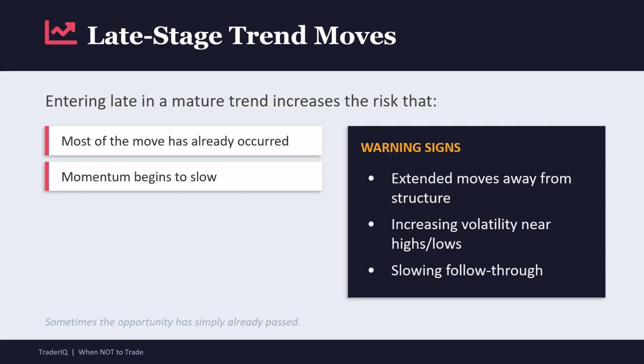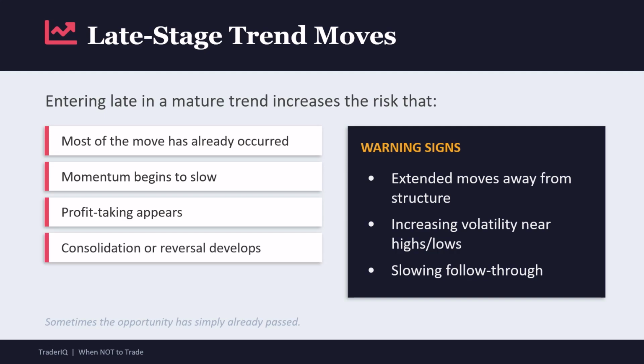Most of the move has already occurred. Momentum begins to slow. We see profit taking, and then a consolidation or reversal develops. So look for extended moves away from structures as a potential warning sign. So if a trend is already 4, 5, 6 candles into its trend, perhaps it's already too late. We may see increased volatility as markets reposition, and we get slower follow through. Perhaps those candles are getting smaller and smaller, suggesting that the buyers aren't quite as compelled as they were in the early stage of a trend.